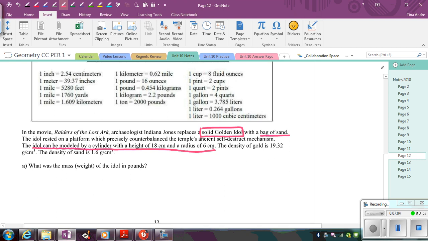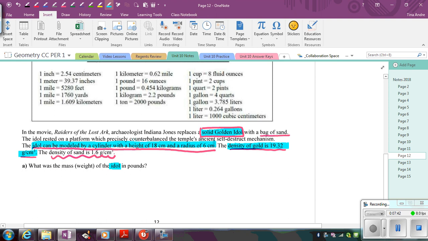We also know the density of gold. Notice the units here, grams per cubic centimeters, so a mass per volume. And then we also know the density of the sand. So we want to know what was the mass or the weight of the idol in pounds. Now remember, the idol is the solid gold. So that means I'm going to care about the density of the gold, not the density of the sand for this particular part of the problem. And I also know that the idol can be modeled with a cylinder using a height of 18 and a radius of 6. So that's going to be important.